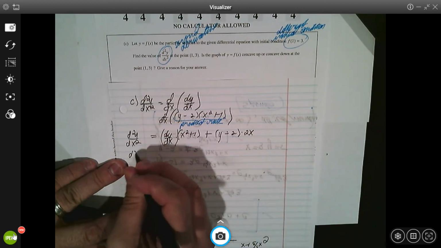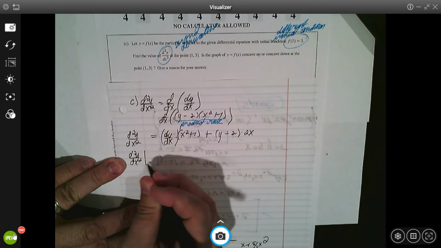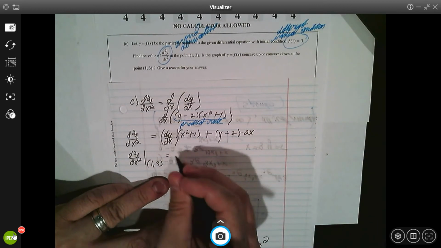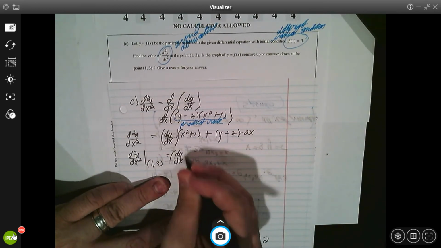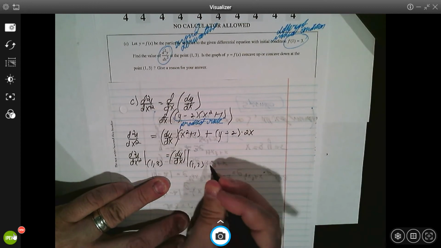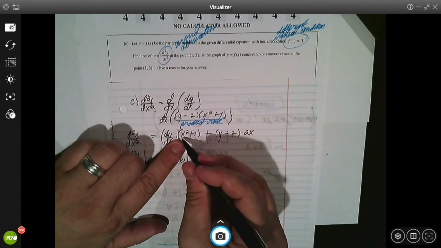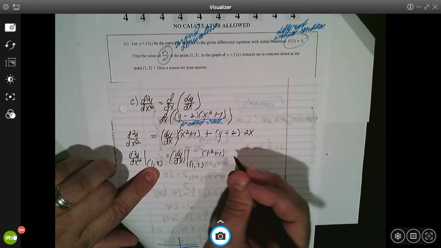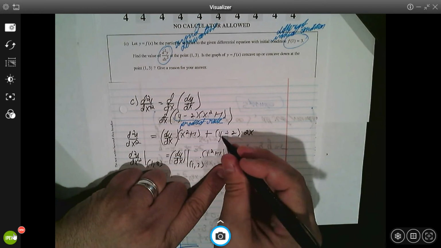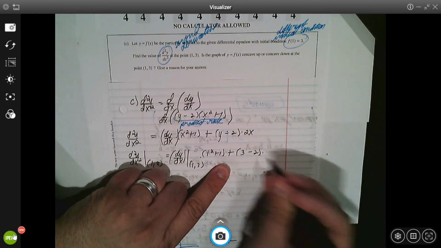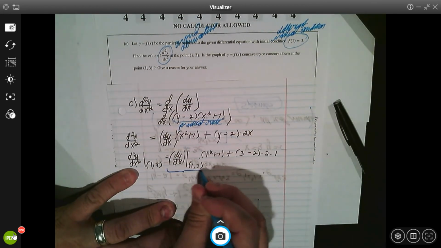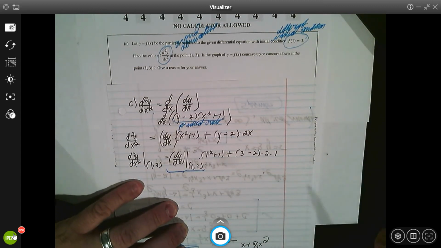Well, we're not done because they want us to find d squared y dx squared at the point 1 comma 3. Well, what does that mean? I need to find dy dx at 1 comma 3. I'm going to multiply by x squared plus 1. Well, x is 1, so that's 1 squared plus 1, plus y minus 2, 3 minus 2, times 2 times 1. The work still to be done is in evaluating dy dx at 1 comma 3.